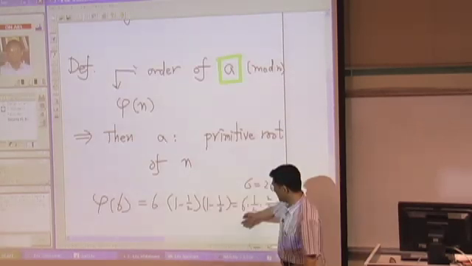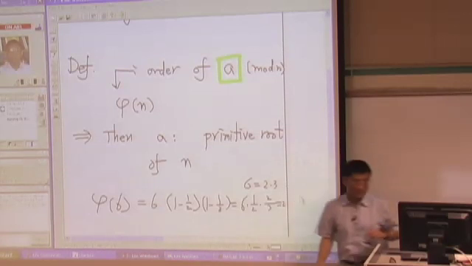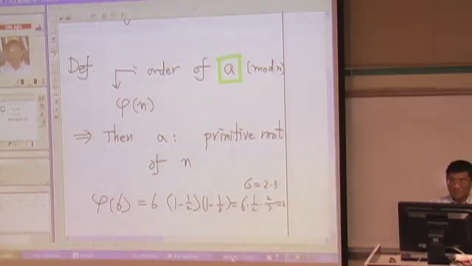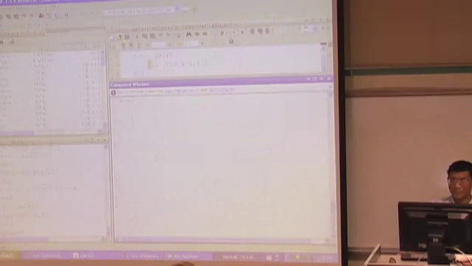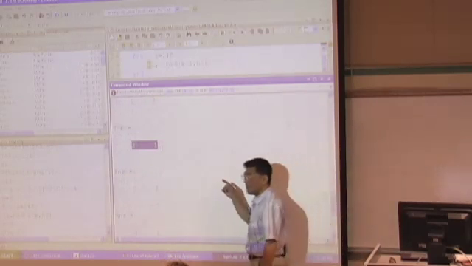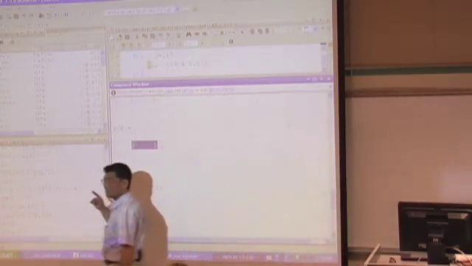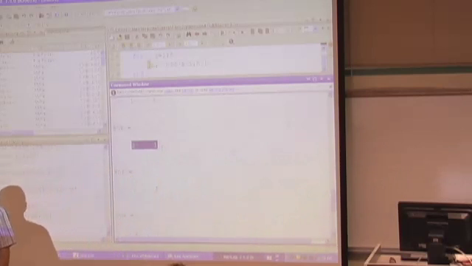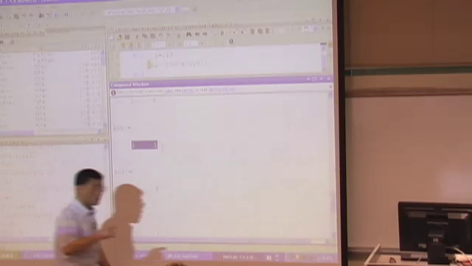I did this at least 5 times here, with the computer more than 10 times here. So phi of 6 is 2. So take a look. 5 to the power of 1 is 5. 5 to the power of 2 is what? 1. So is 5 a primitive root of 6 or not? By the definition, it's a primitive root.